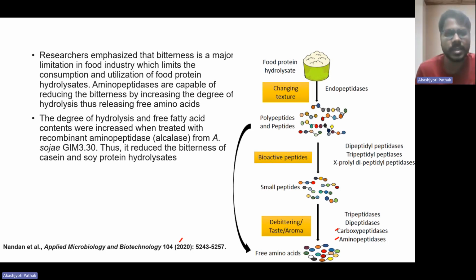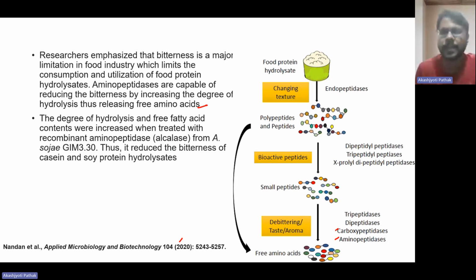So among the proteases, which protease is mainly responsible for reducing the bitterness? They are aminopeptidases. Okay. So how do they reduce the bitterness? They increase the degree of hydrolysis, thus releasing free amino acids. The degree of hydrolysis and free amino acid content were increased when treated with recombinant aminopeptidase from this particular species. Thus it reduced the bitterness of casein and soy protein hydrolysates.